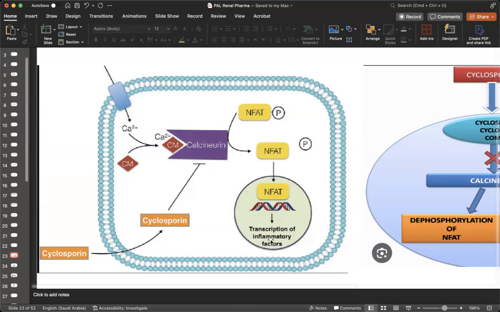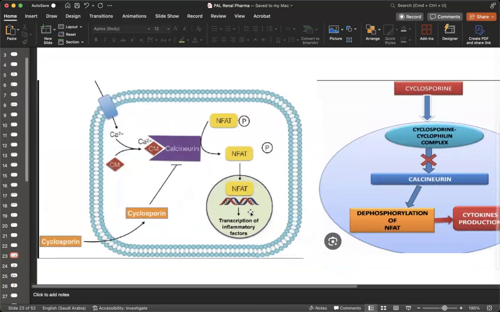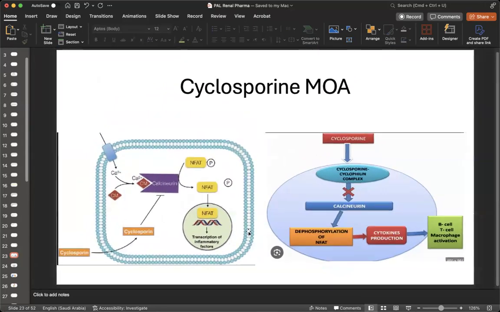It's going to transcribe cytokines like what? Interleukin 2. Interleukin 2 is not nice. We want to inhibit interleukin 2. So how do you inhibit this?